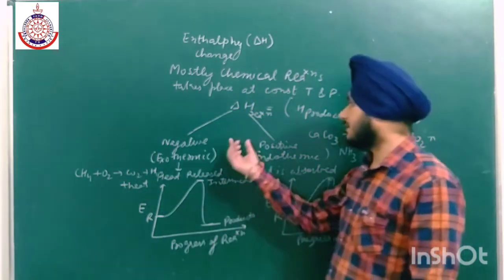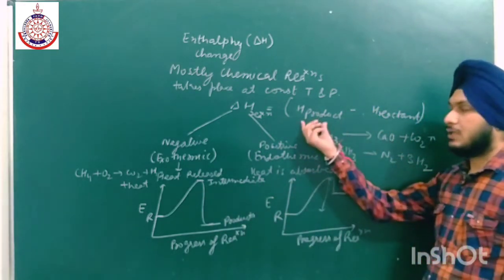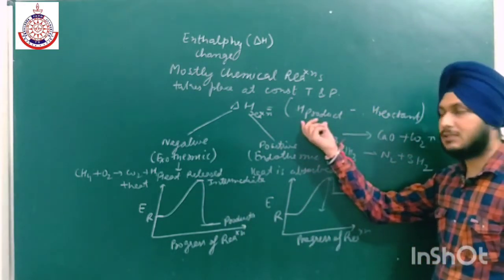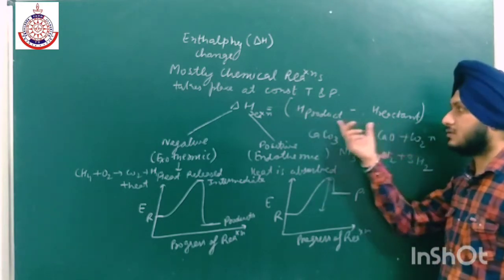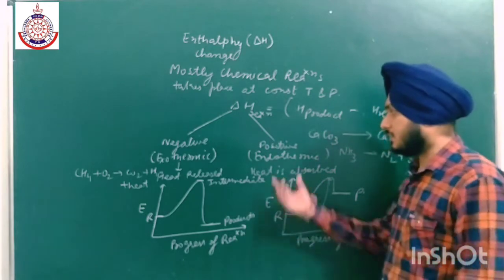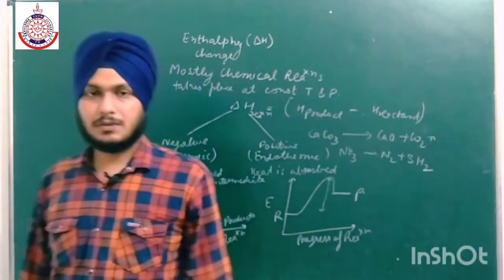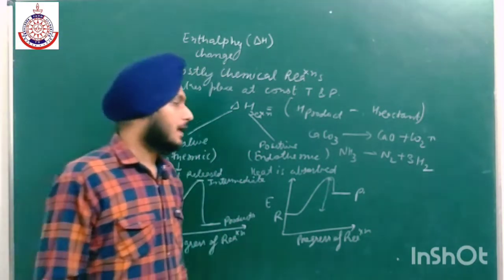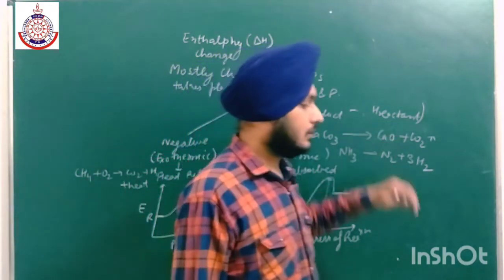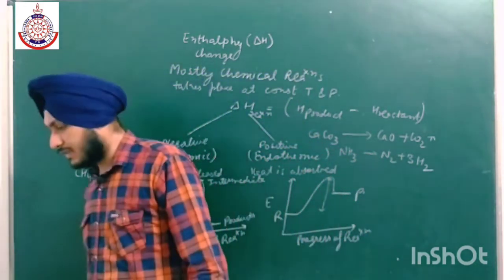So delta H is negative for exothermic reactions because the heat is evolved, the energy of product is less than that of reactant, so the value comes out to be negative. And in case of an endothermic reaction, the value comes out to be positive because the energy of product is more as compared to the energy of the reactant. So this much is about the types of reactions.